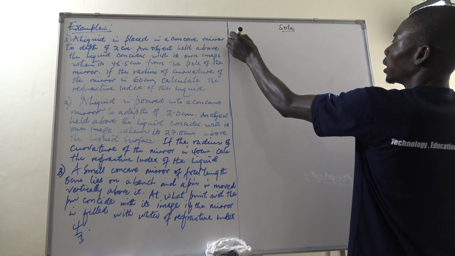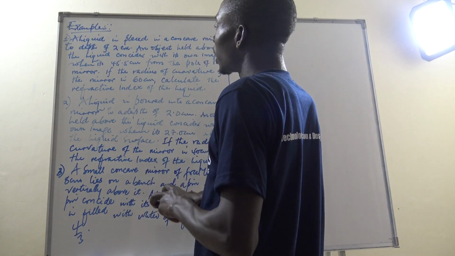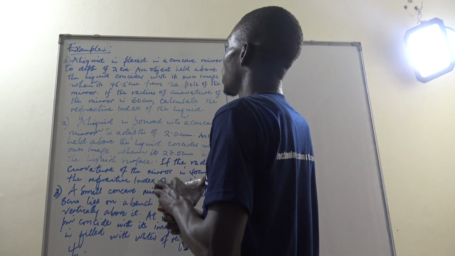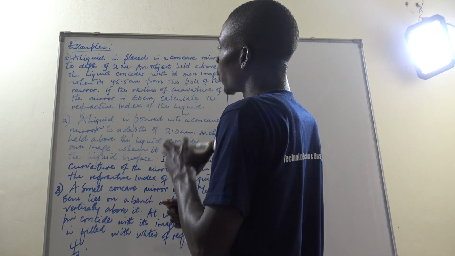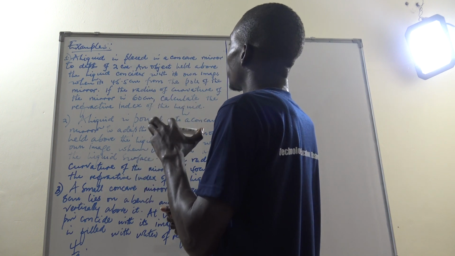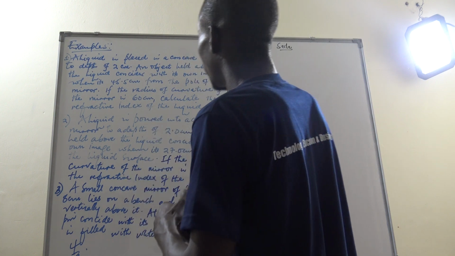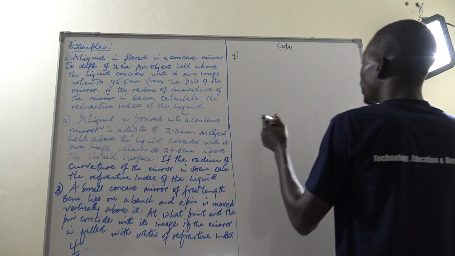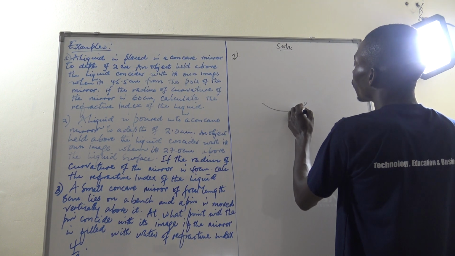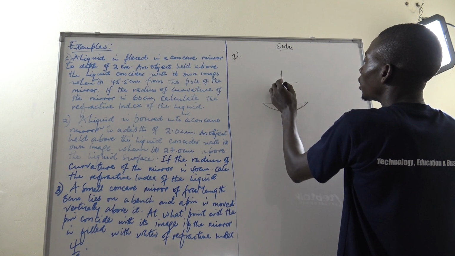Looking at number one, it says that a liquid is placed in a concave mirror to a depth D, a depth of 2 centimeters. An object held above the liquid coincides with its own image when it is 45.5 centimeters from the pole of the mirror. If the radius of curvature of the mirror is 60 centimeters, calculate the refractive index of the liquid. You shouldn't forget that we looked at this because you must understand the formula with the meaning of every expression in it.